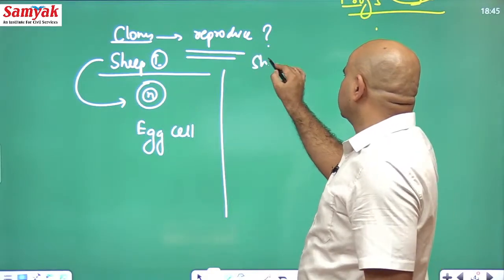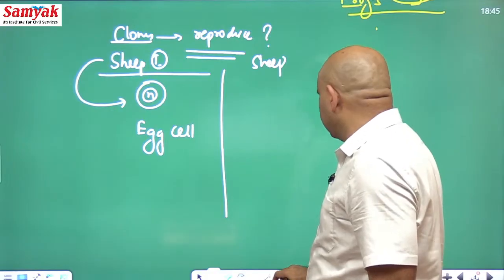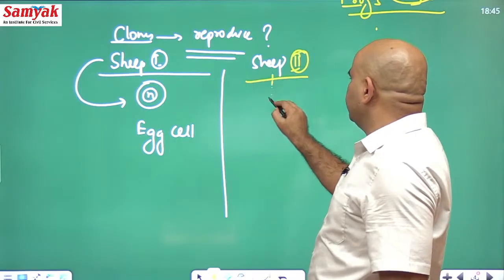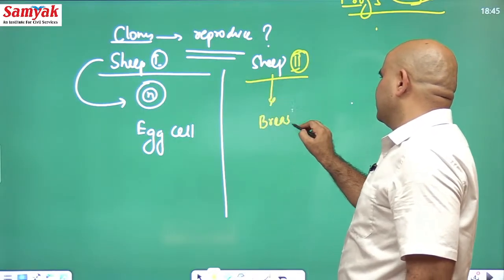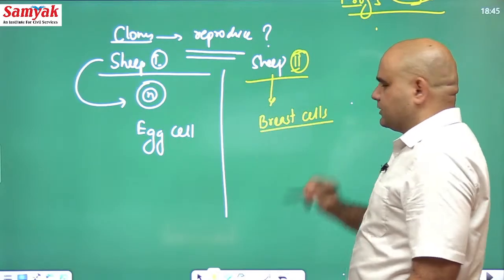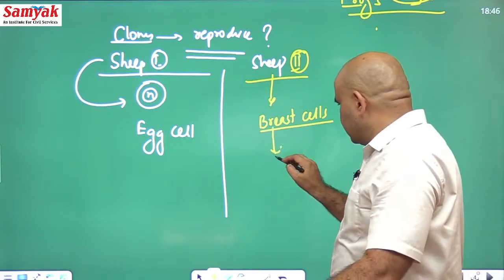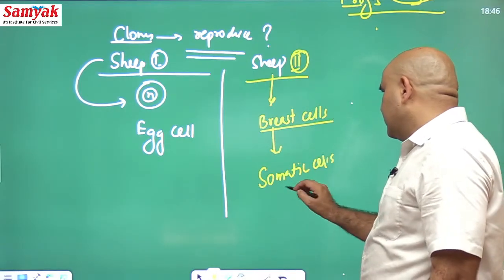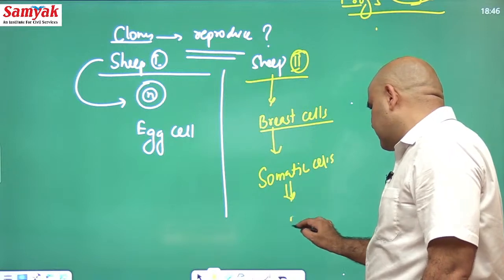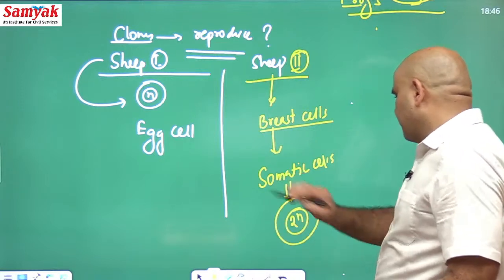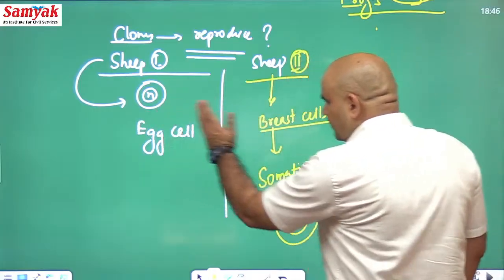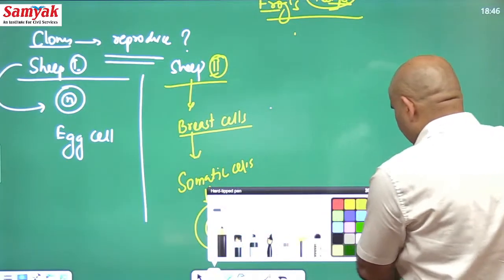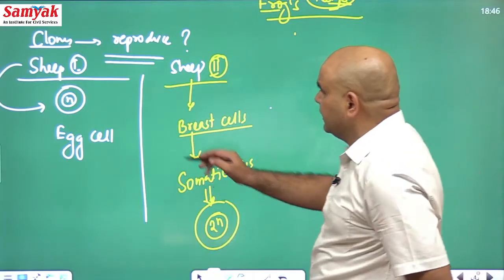Then, let me change the color of the marker. Sheep number 2. From sheep number 2, they scratched some of the cells from the breast of the sheep. Now these breast cells, you know very well, are body cells, and body cells are named somatic cells. All somatic cells are supposed to contain 2n nuclei. So this is the difference between somatic cells and germ cells. Now what they did, with colors you can easily recognize what they have done.